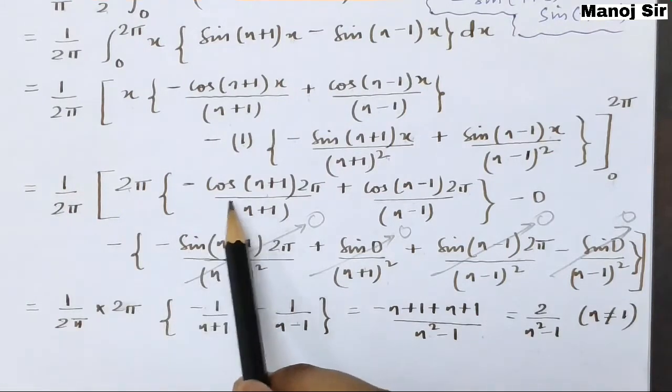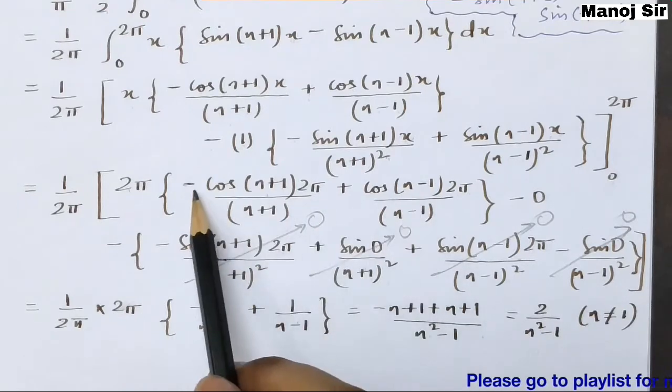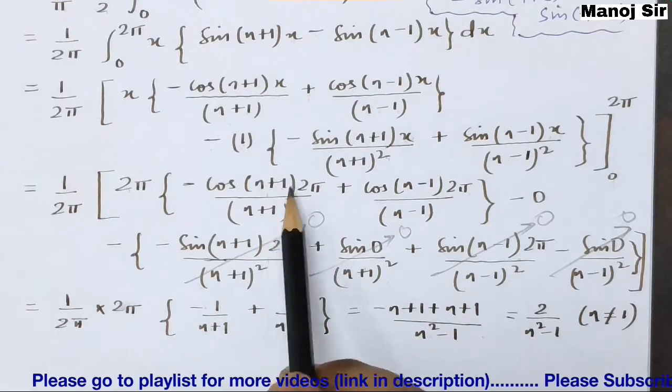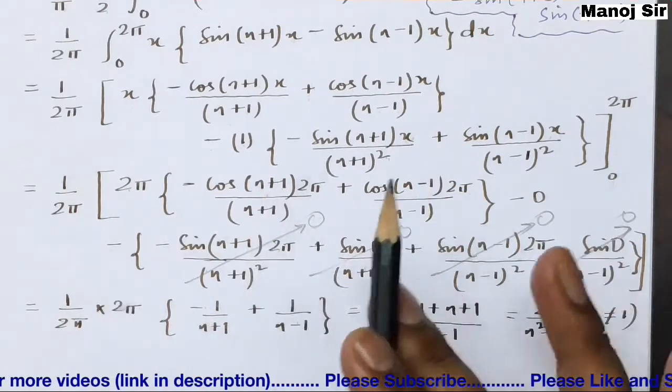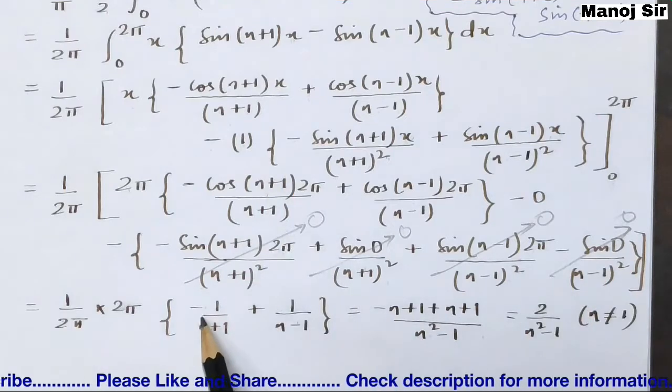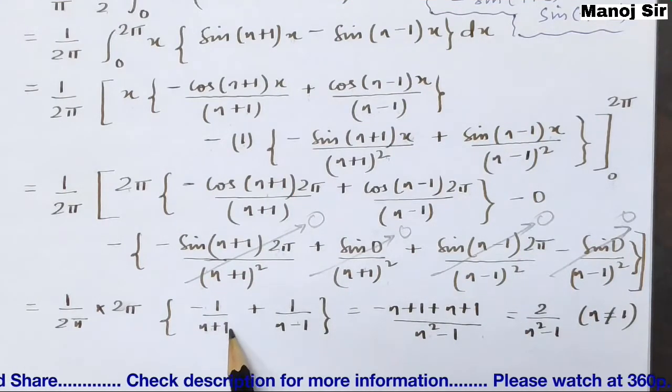Again here we have only 2 terms, that is minus of cos of (n plus 1) into 2 pi upon (n plus 1). If you put n equals any value from 2 to infinity, you will get this value as 1 always. So this is going to be minus 1 upon (n plus 1).